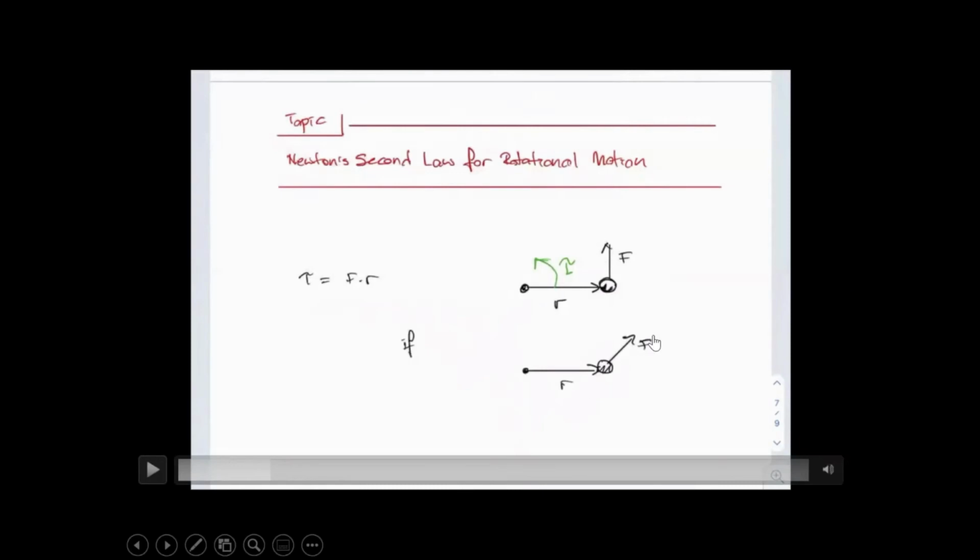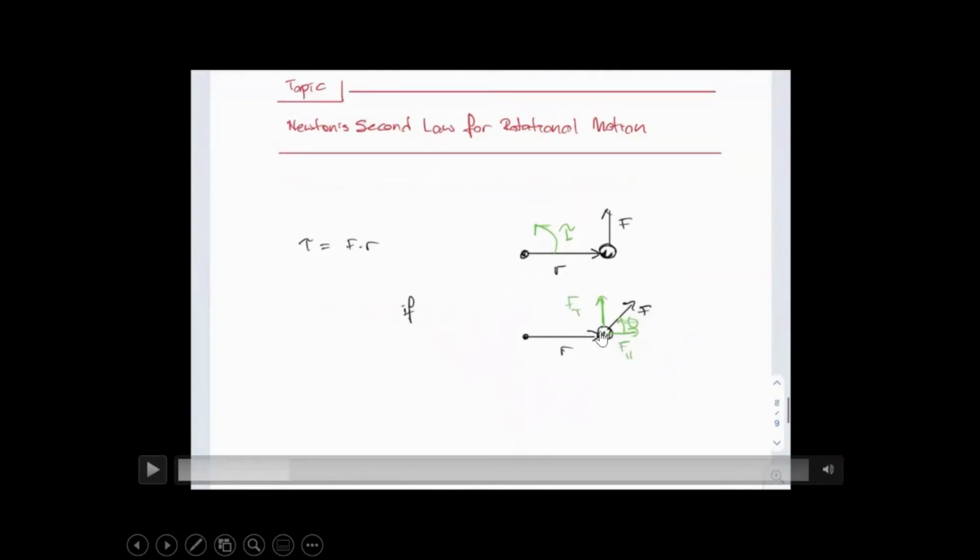So the question is, what if this force is coming at an angle? If the force is coming at an angle, you have to find the component of the force which is going to be tangent to this line, the radial line. This is the parallel component. This is the component which is going to be tangent. It's going to be 90 degrees to this line that we're looking at, so it's going to be tangent to the arc that it's going to generate.